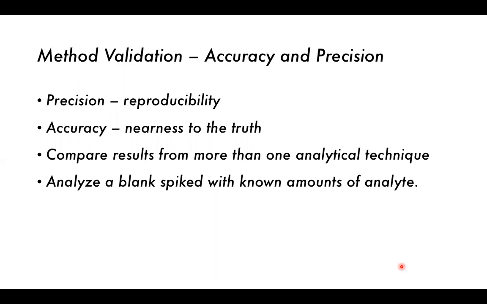We can compare results with more than one analytical technique, and we can analyze a blank spiked with a known amount of analyte to check for our precision or accuracy. Think of a darts board: if we want to hit the bullseye, hitting the bullseye every time would be highly precise and highly accurate. High precision could also be hitting the one value every time. That would still be very precise, but our accuracy, if we were aiming for the bullseye, would be very bad. So those are real world examples of precision and accuracy.